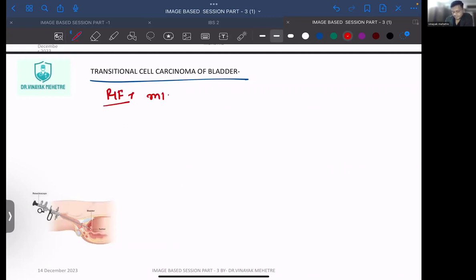Most common is smoking. Okay, even this question has been asked from a PSM perspective as well. You have to remember it fully. Aniline dye, and what else causes it? Benzidine. Yes, in short, just remember it like this. All kinds of dyes, okay?